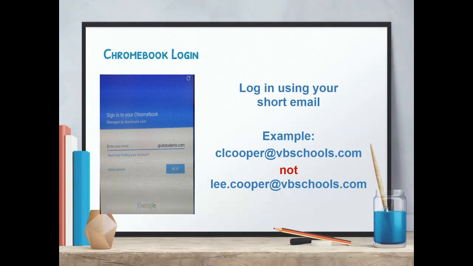When you're signing in, you do have two different emails. You actually have three different. We'll talk about that later on in this presentation. But there are two different email addresses that are your VB Schools addresses. There's what we call your short email address, and then there's your long email address. Your short email address is your username at vbschools.com. Your long email address would be like lee.cooper at vbschools.com.